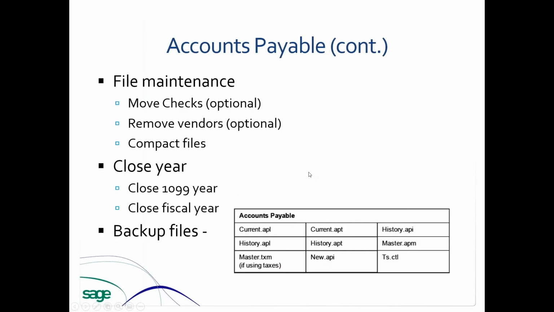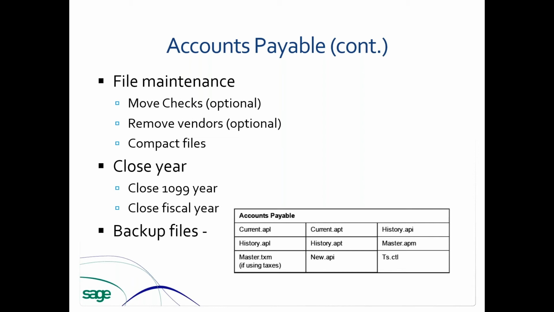Right, file maintenance. At some point, either at year end or maybe even during the year, if you are a large company and you do a large volume of invoices and checks or electronic fund transfers, you need to do some maintenance by moving your checks from current to history. And then once that's done, you want to compact your files.